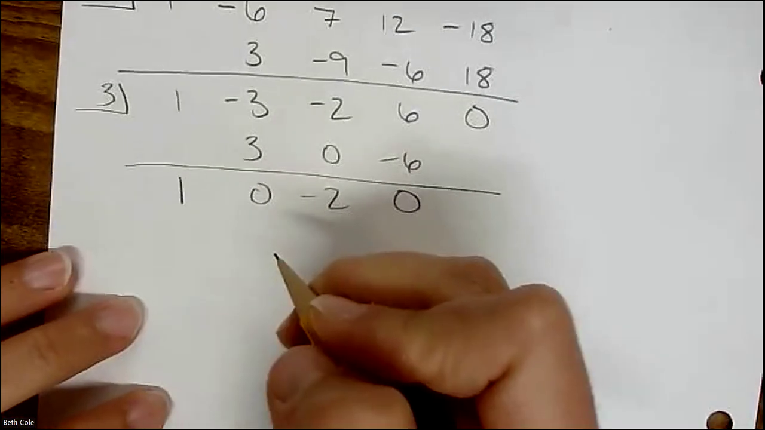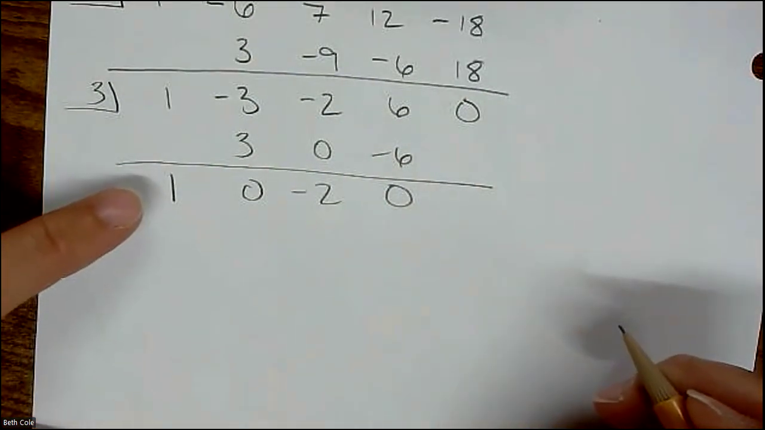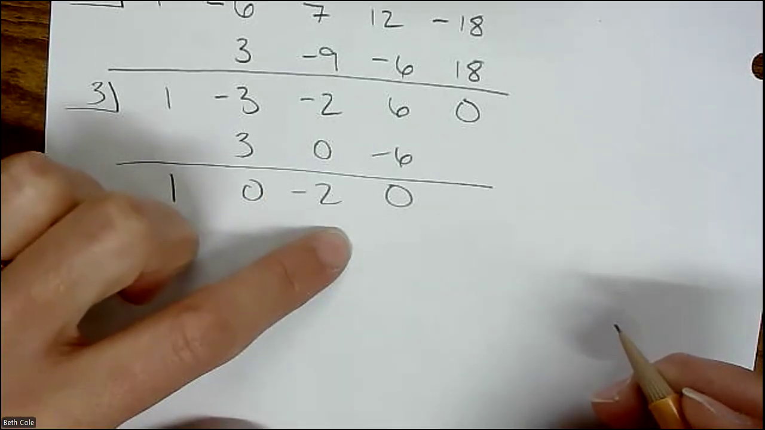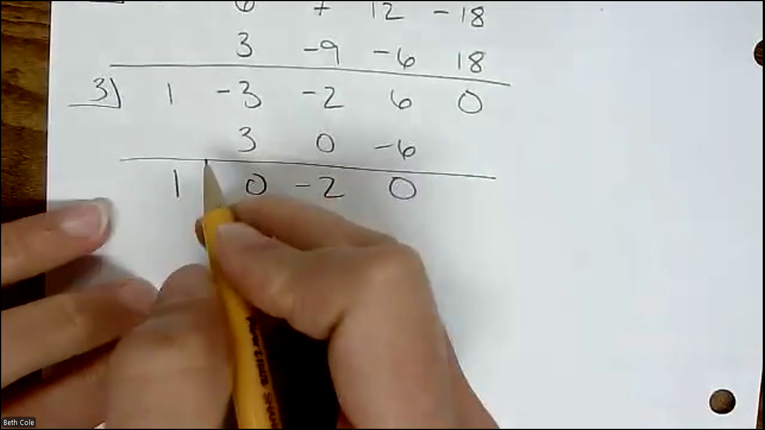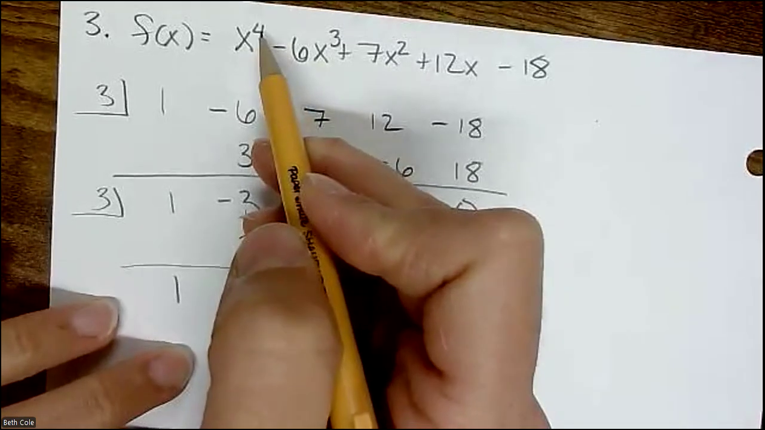X cubed minus 2. All right, now hold on. Let me get everybody together. I got 1, 0, -2. Is that good? Okay. So now, see how this is to the 4th?